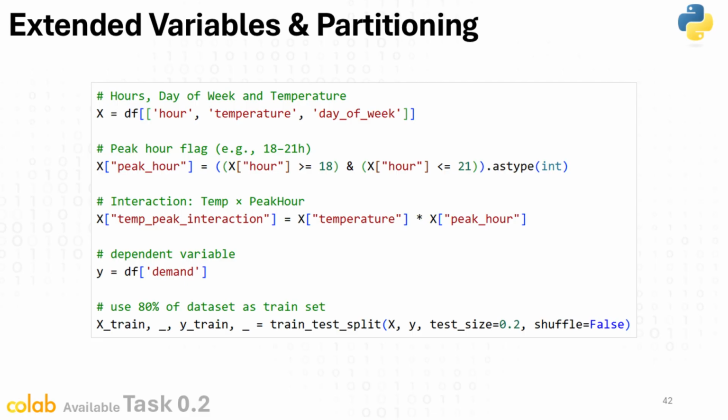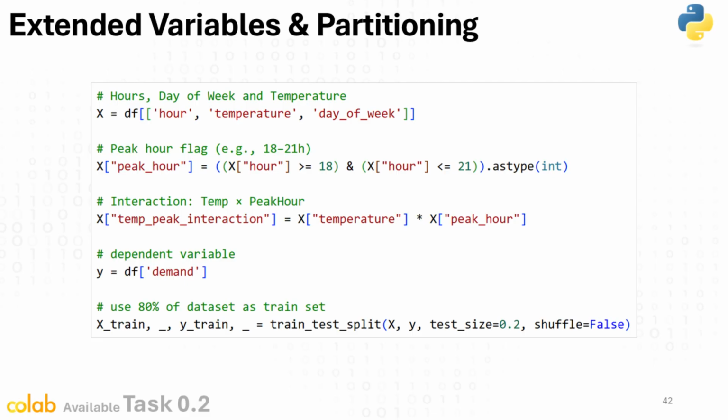Once our features are engineered, we define our dependent variable, y, which is the electricity demand we want to predict. But before we can train a model, we must address a fundamental rule of machine learning: never test a model on the same data it used to learn. We use the train_test_split function to partition our data, allocating 80% for training and 20% for testing. You will notice a very important parameter here: shuffle equals false. In standard machine learning, we often shuffle data to ensure a random distribution. However, because energy demand is a time series, the order of the data matters immensely.